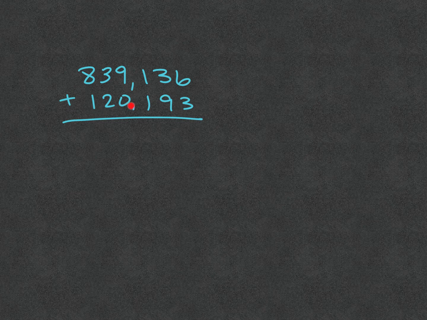839,136 plus 120,193. I'm going to round these first so I can get an estimate. Round to that place value. His neighbor is a 3. That is a stay number, so 8 will stay an 8. All of everything afterwards becomes 0.